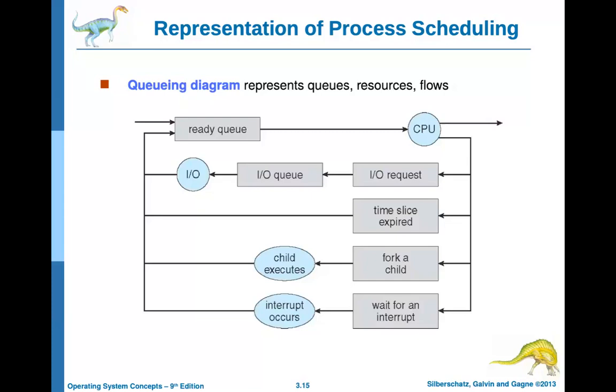So I think in the previous lecture we have discussed this part. Let us start from this queuing diagram. The operating system maintains different queues. For example, here you can see the ready queue is there. Let me use the annotation tool. So this one is the ready queue.